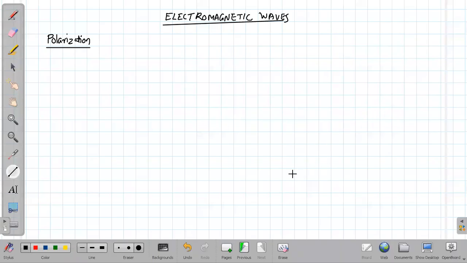Okay, so welcome back to discussion on electromagnetic waves. So today we'll be discussing polarization of wave. We know that we can classify the wave into two categories depending upon the direction of oscillation and the direction of propagation.